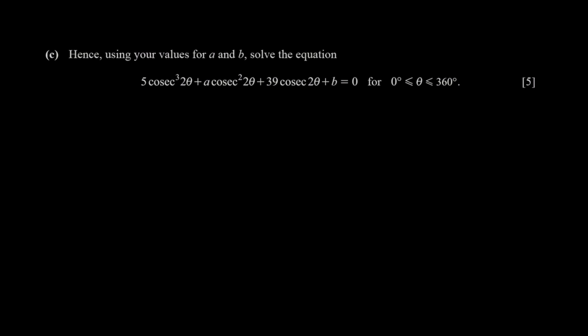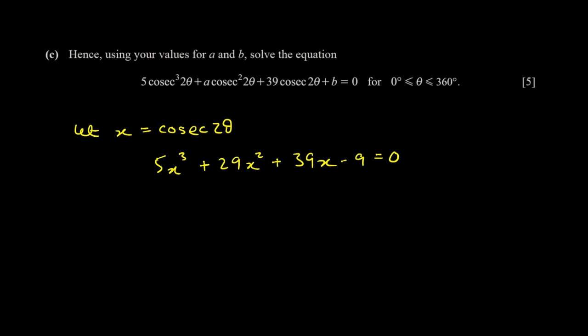All right, then part C of this question: hence using your values for a and b, solve this particular equation here. Now the key word here is hence, isn't it? So hence means we've got to use our answer for part A and B. And I think the way to make that very clear is just use a substitution, right? Let x equal cosec 2 theta. And if we use that, then this is going to become 5x cubed plus 29x squared plus 39x minus 9 is equal to 0.